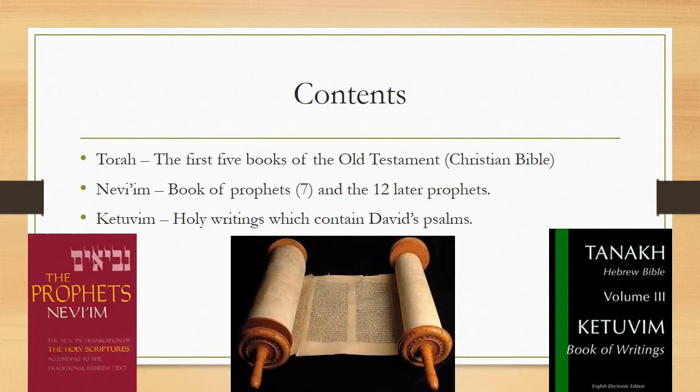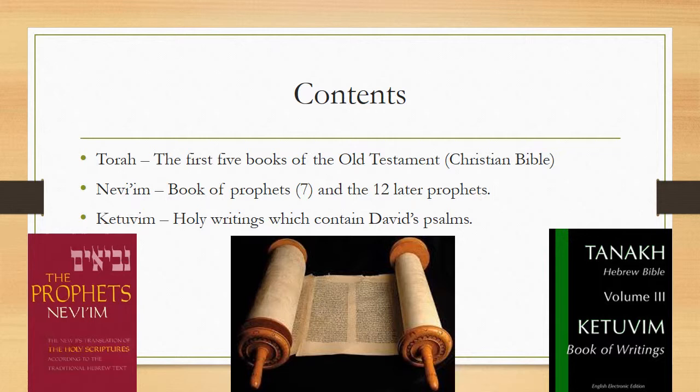Lastly, the contents of the Tanakh begins with the Torah, the first 5 books of the Old Testament, which appear in the Christian Bible. Nevi'im comes second, which is the book of prophets, 7 prophets that is, and the later 12 prophets. Lastly, we have Ketuvim, which are the holy writings which contain David's Psalms.